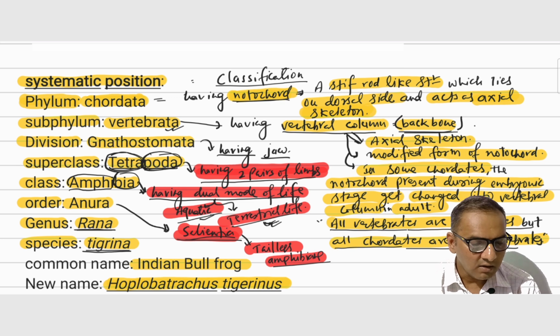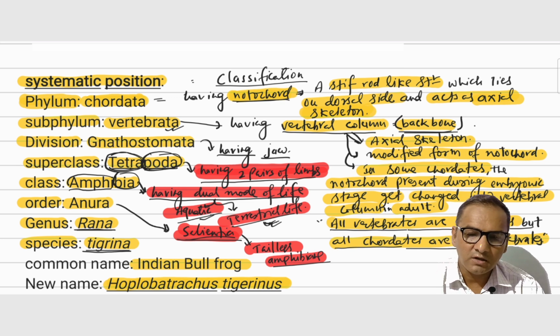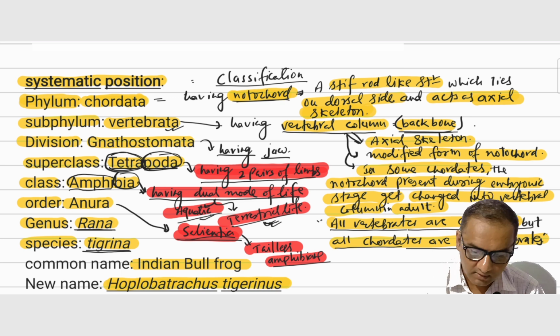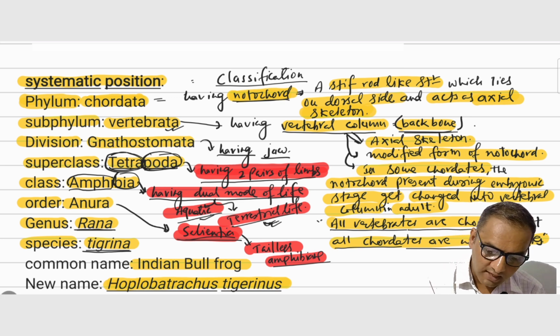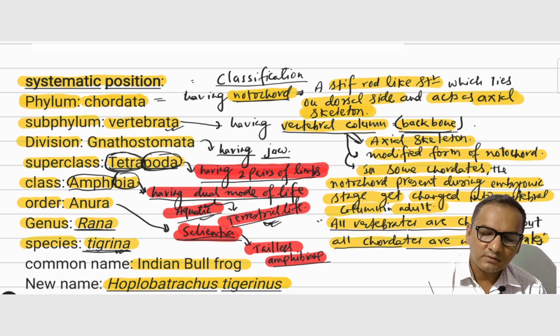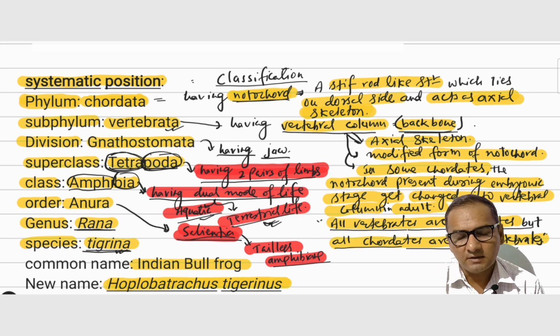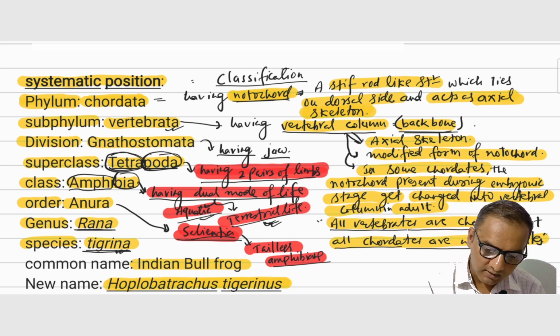The legs are long and they are good jumpers, and they are found just near the side of the water bodies. Another name is Tigrina. The name of the species is Tigrina, but it is better to pronounce it as Tigrina because it comes from the word tiger. Tigrina means having patches. There are patches on the surface of the skin, and black strips on the dorsal surface, like those on the body of the tiger. So the name Tigrina is given to it.